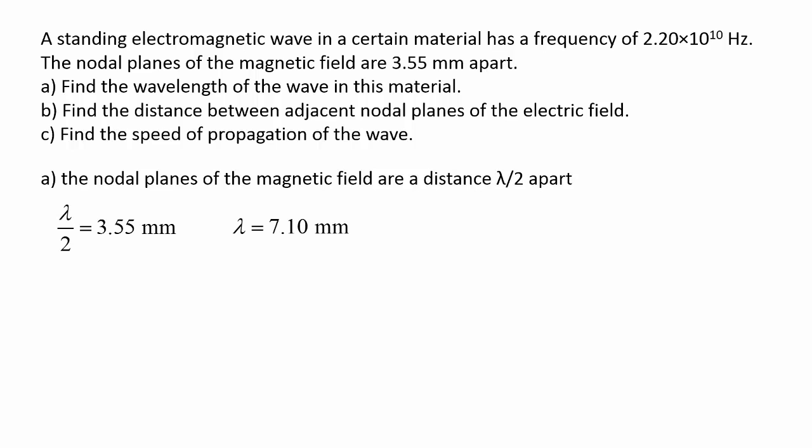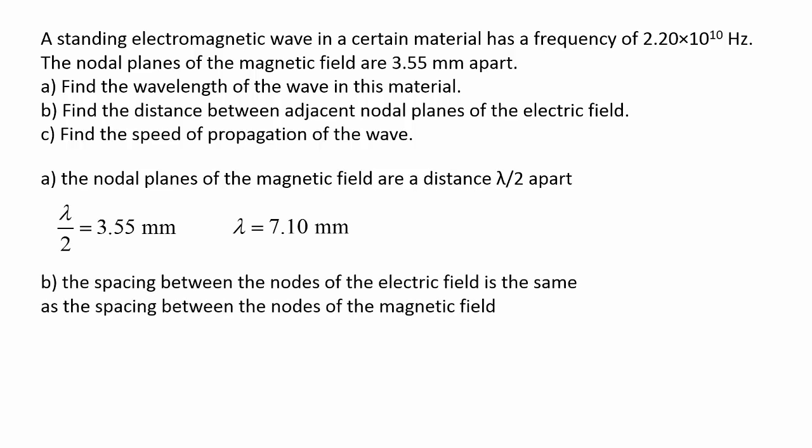In the second part of the problem, we need to find the distance between adjacent nodal planes of the electric field. Well, the spacing between the nodes of the electric field is the same as the spacing between the nodes of the magnetic field. They oscillate in phase. Therefore, that spacing will be also half a wavelength, or 3.55 millimeters.